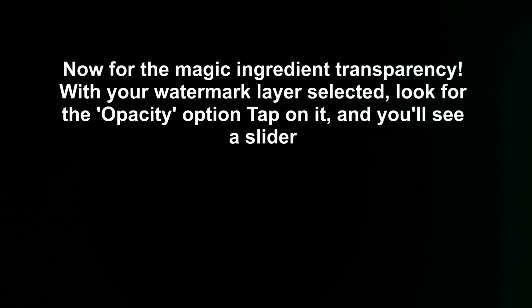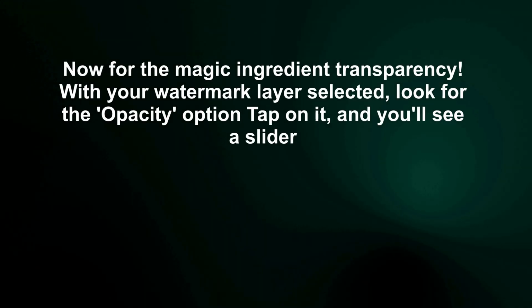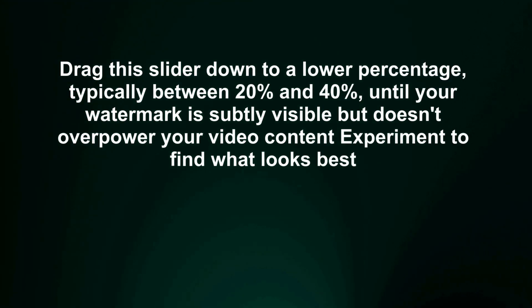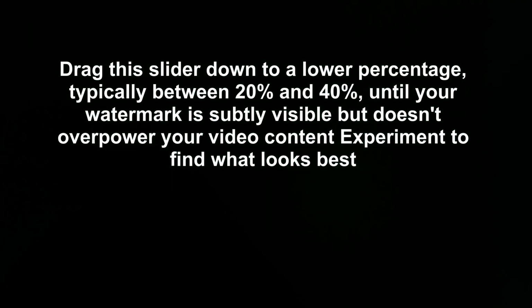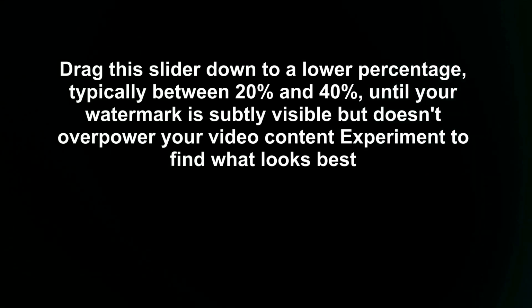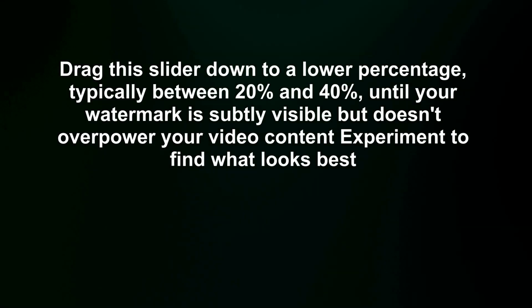Now for the magic ingredient, transparency. With your watermark layer selected, look for the opacity option, tap on it, and you'll see a slider. Drag this slider down to a lower percentage, typically between 20% and 40%, until your watermark is subtly visible but doesn't overpower your video content. Experiment to find what looks best.